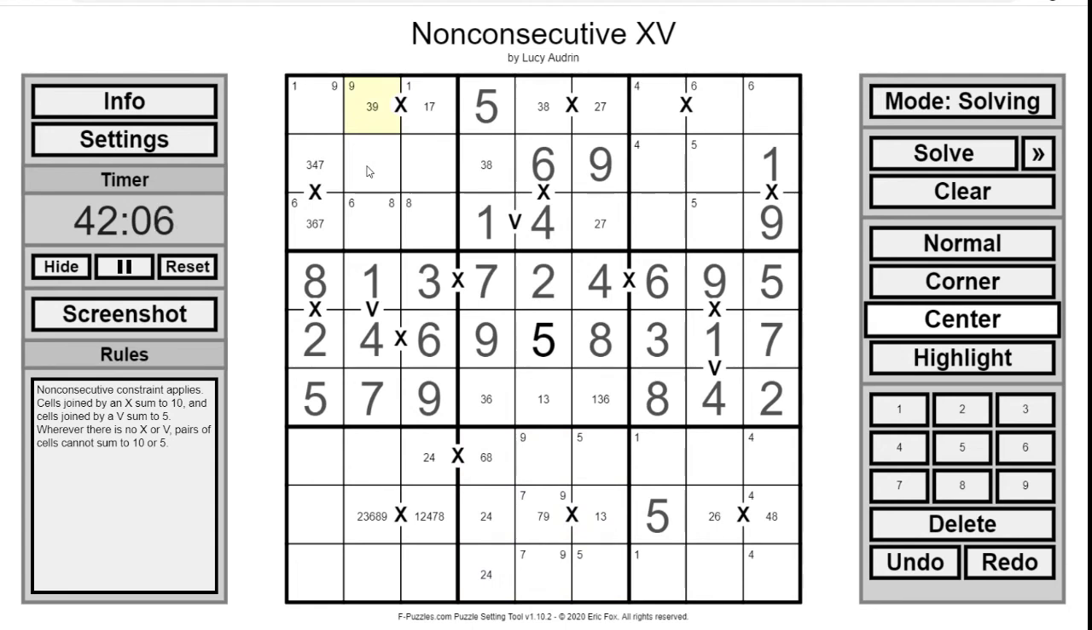One there forces a 9 there, or it could be 3, 7. Is there any reason that it couldn't be 3, 7? Something I'm not thinking of right now.